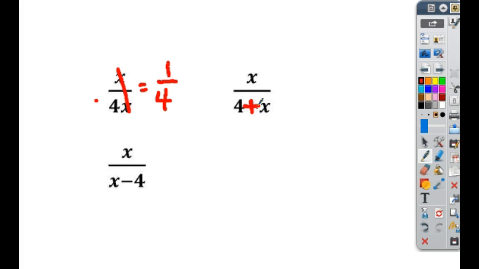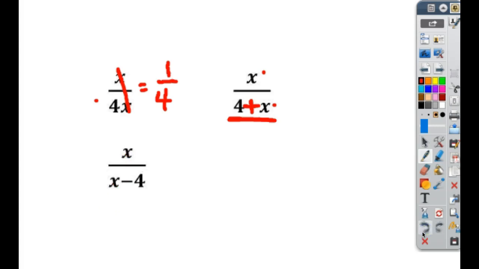When you are canceling, you're canceling factors. Factors are things that are multiplied together. This has adding glue. You cannot cancel this if it's glued together with the 4. You cannot cancel this x and that x. Same thing right here. You cannot cancel the x's like that.